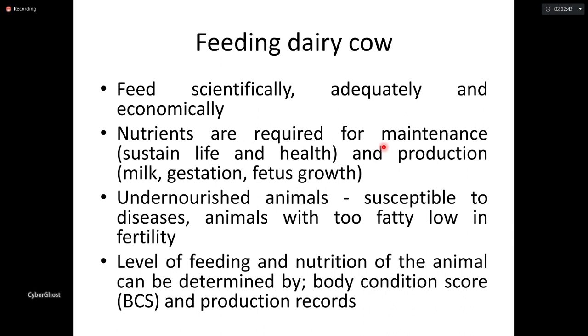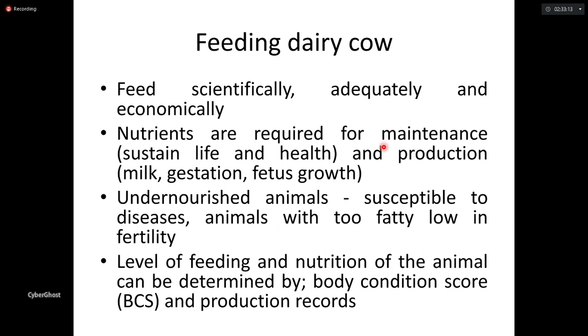So they are susceptible to diseases. There will be lots of diseases, right? Malnourishment, some bacterial, viral diseases. They are highly susceptible, right? So those are the basic things we have to consider when we are feeding a cow, right? What we can do is check their body condition score. I will show you what the body condition score is.